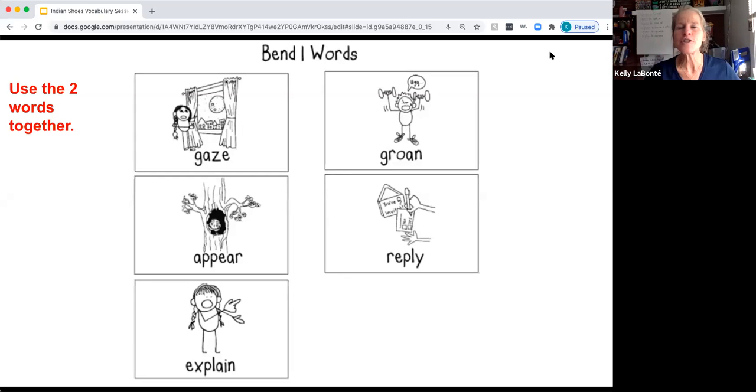All right, so here are the two words. I'm going to give you the two words and then give you time to think of a situation together. Are you ready? Okay. Explain and reply. What situation might those two words be used in?